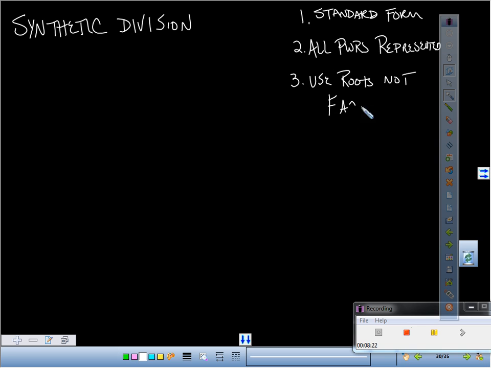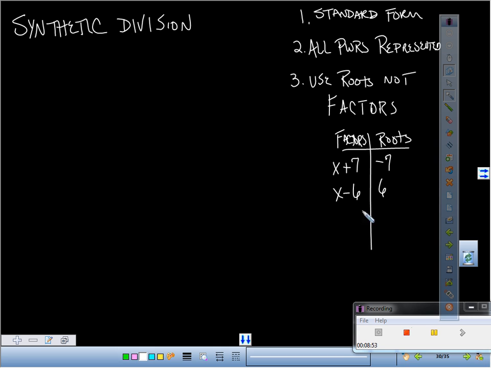Now, let's just take a second and make sure that you understand what I'm talking about with that. All right? So, first of all, let's just play a little game. Factors and roots. See if you know the relationship. All right? So, if I tell you that the factor is x plus 7, what's the root? Very good. What if I tell you the root is 6? Very good. What if I tell you the factor is 2x minus 3?